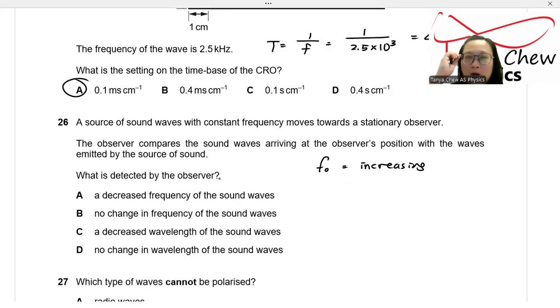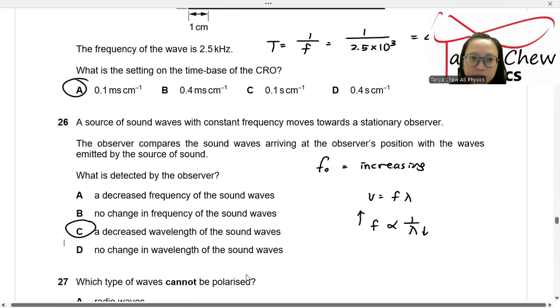So you remember the ambulance with the siren on moving towards you. So the frequency is increasing. When the frequency is increasing, v equals f lambda, the speed of the wave is constant, right? So that is why frequency is inversely proportional to lambda. When the frequency is increasing, lambda is decreasing. So C is the answer.